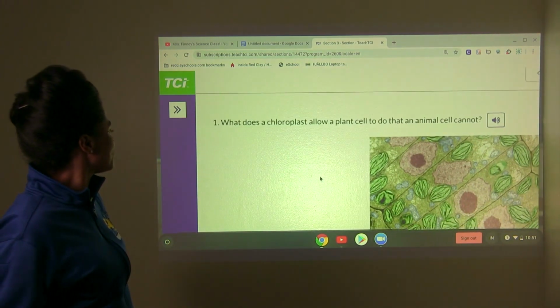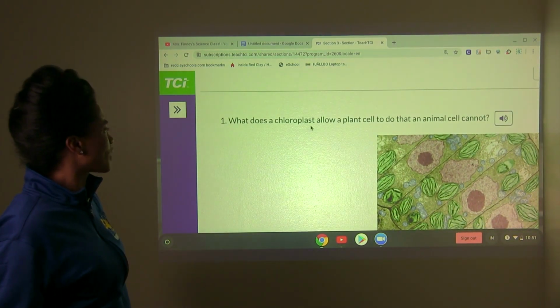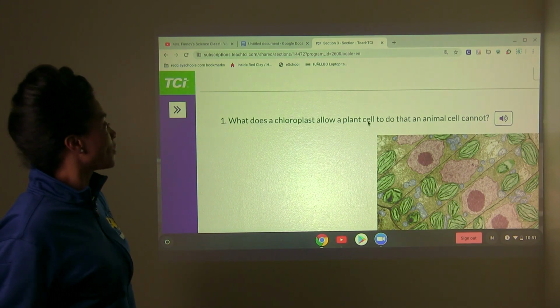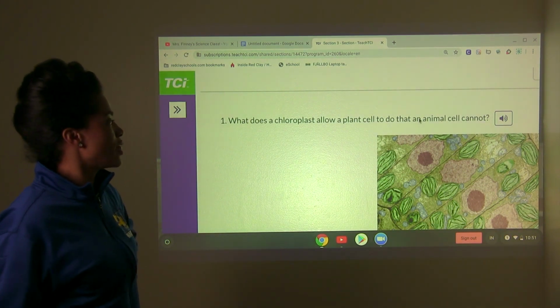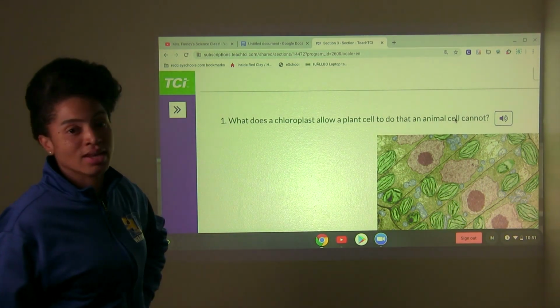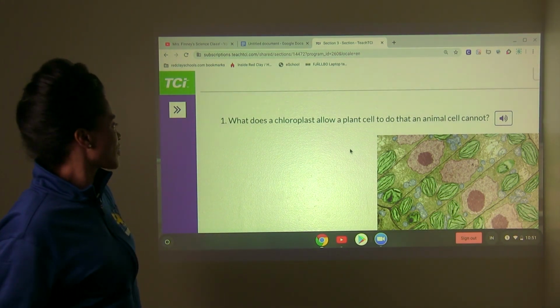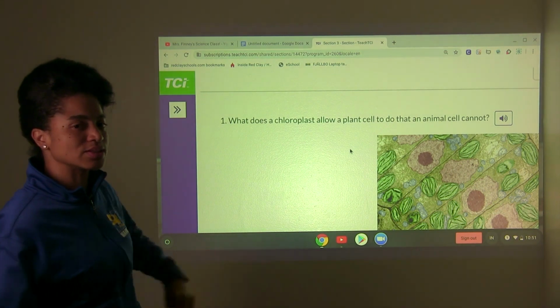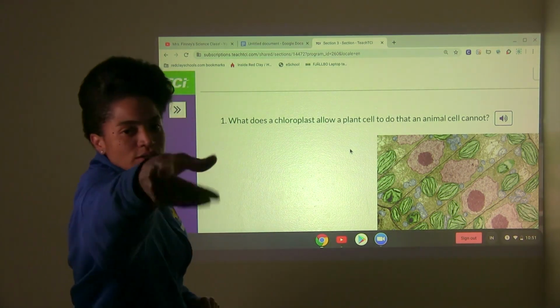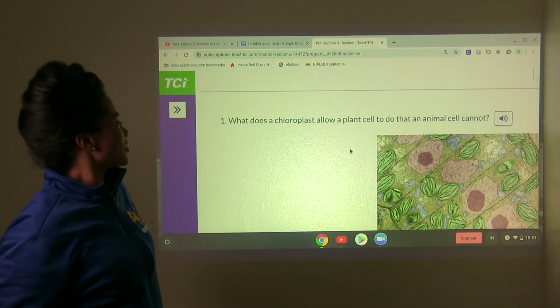Let's scroll down here. What does a chloroplast allow a plant cell to do that an animal cell cannot? I know you know this answer. Please restate the question in a complete sentence. It's on you. What do you think?